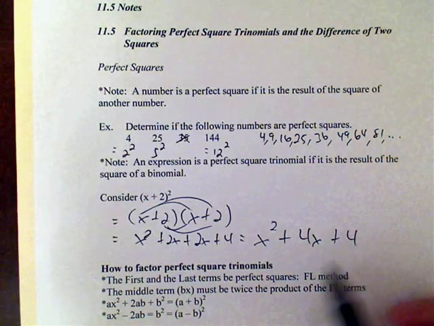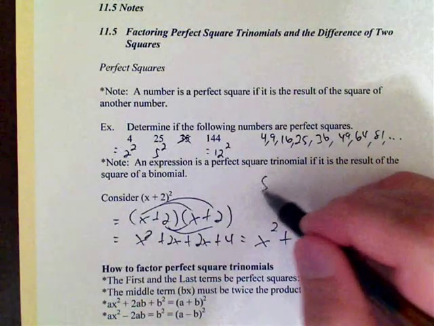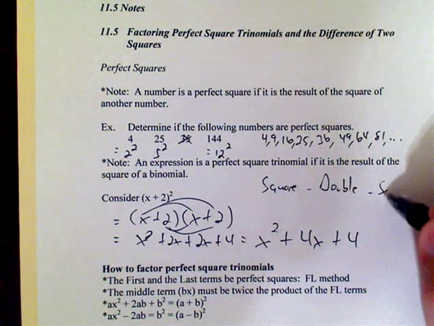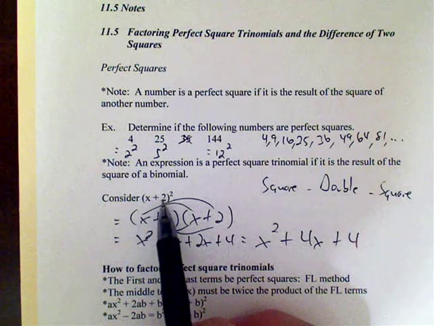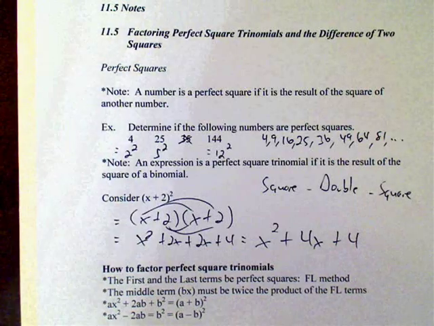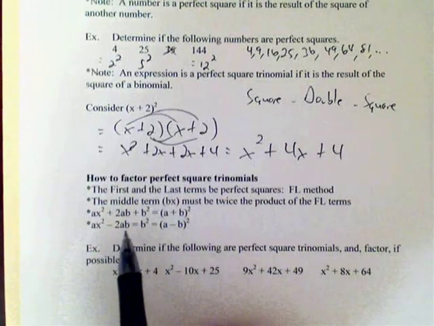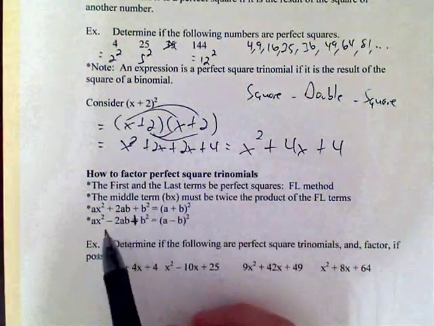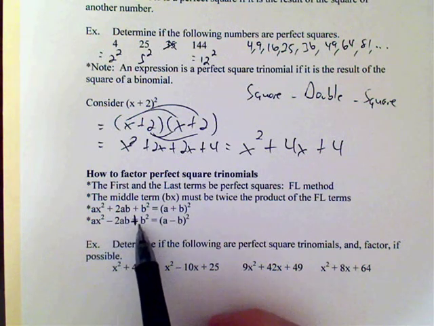Now there's a pattern here. If you look at it, to go from here to here: square, double, square. Take the x and you square it, you get x squared. Take the x times the 2, which is 2x, and double it, you get 4x. And then 2 squared is 4. Now, we're going to be going backwards. We're going to be factoring. And that's the pattern for these. Square, double, square. It works for either a squared plus 2ab plus b squared or a squared minus 2ab plus b squared.